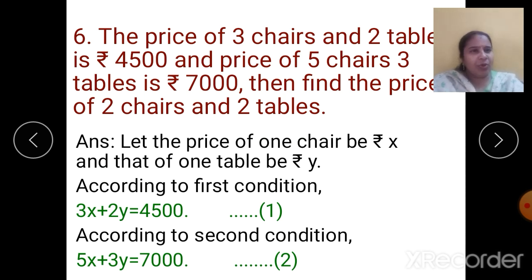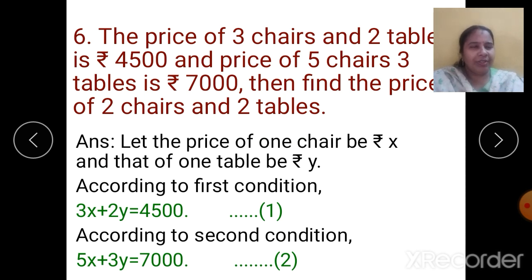Now even though I have told you to go to the last part of the sum and assume from there, don't make the mistake of assuming let the price of 2 chairs be X and 2 tables be Y. Then to get 3 chairs will be difficult. Always try to assume with respect to 1. Okay. So let the price of 1 chair be rupees X, and 1 table be rupees Y. That should be our first step.